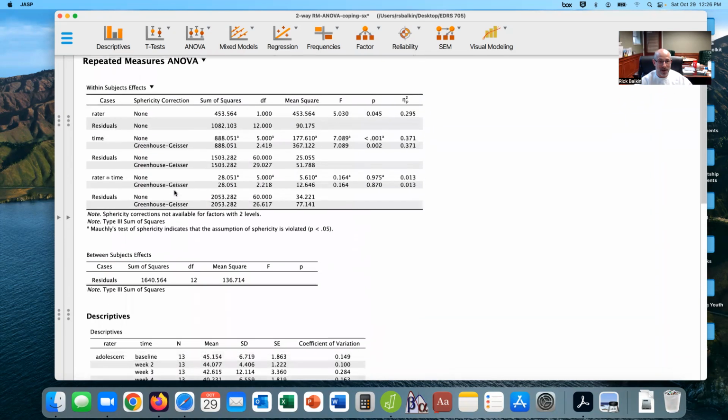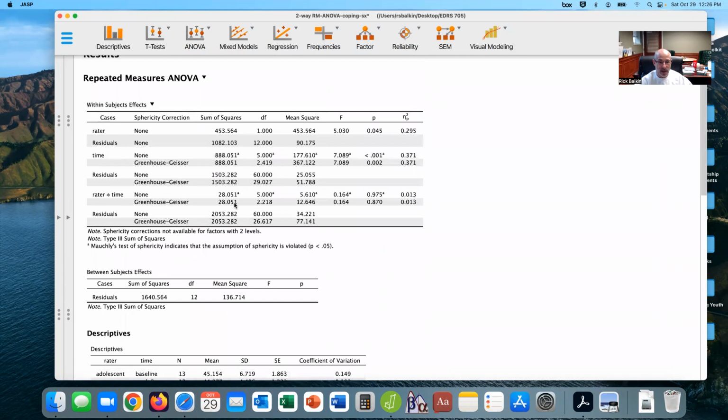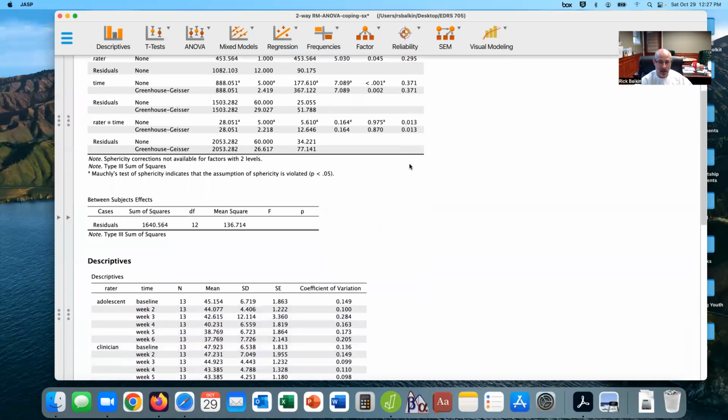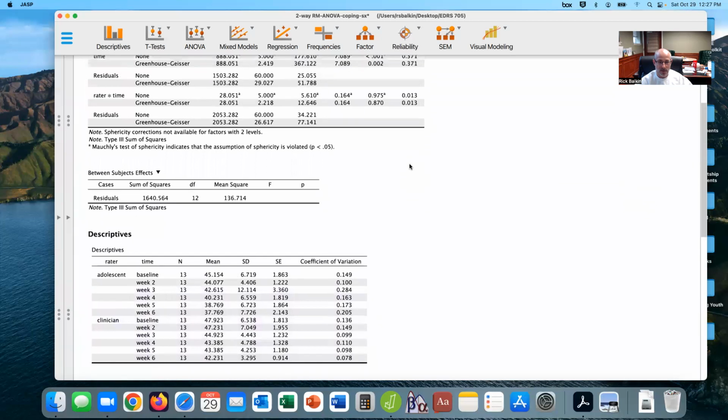Let's go take a look at our data here. So do I have a significant interaction? I don't. So I can look at the main effects up here, and I can see that there's both a significant difference between the adolescents and the clinicians, and I can also see that there's a change over time. And here's my effect size, with the raters differences being about 29.5% of the variance in the model, and the changes over time accounting for 37.1% of the effect in the model.